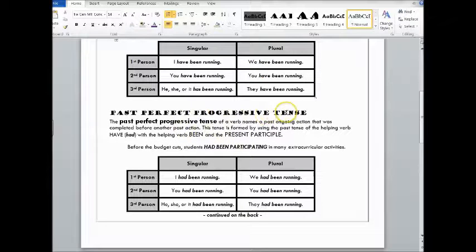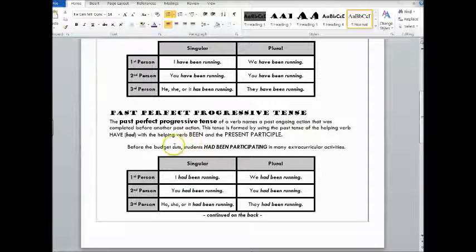Past perfect progressive is a past action that's ongoing that was completed before another past action. So now we're sequencing events in the past. So use the past perfect progressive for the one that happened first. And we make it using had, the past tense of have, plus been, plus the present participle. So an example, before the budget cuts, students had been participating in many extracurricular activities.